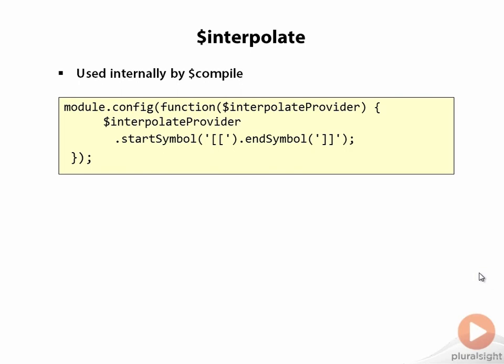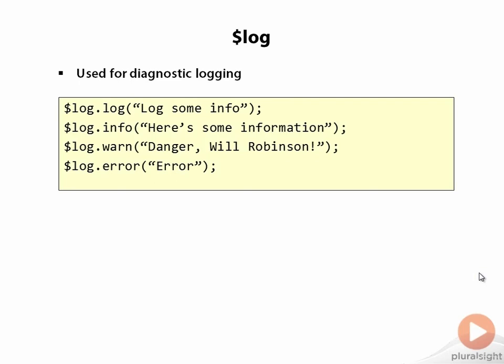if you need to. The log service is just used for diagnostic logging and debugging, and it has 4 methods on it that you can call: log, info, warn, and error. And those just provide different types of output to the console log. So again, this is just used for debugging typically.